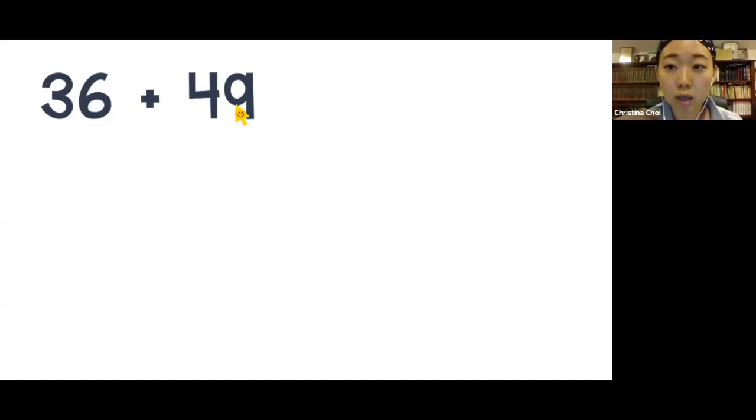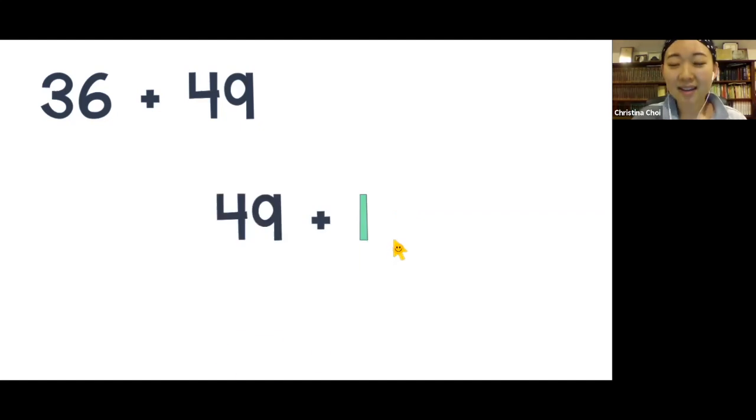36 and 49. Which one has the greater ones place? Right, I was just pointing to it. 9. So 9 is the greater. So I'm gonna focus on 49 then, right? So 49, and how many more do I need to make a partner to 10, to make a friendly 10, to make it easier on me? 49 and 1. You're right. 9, and partner to 9 is 1.